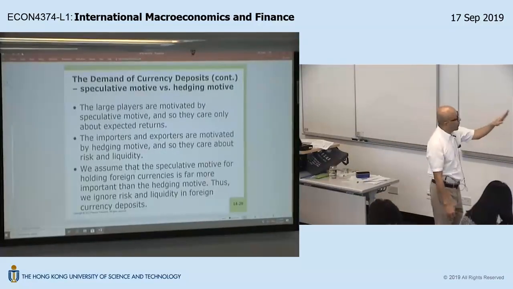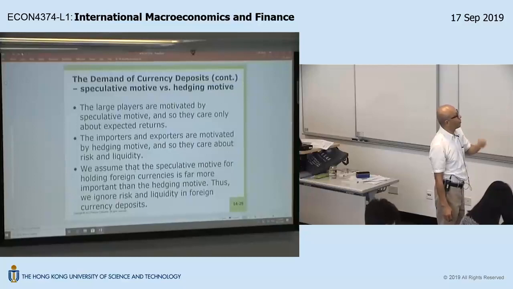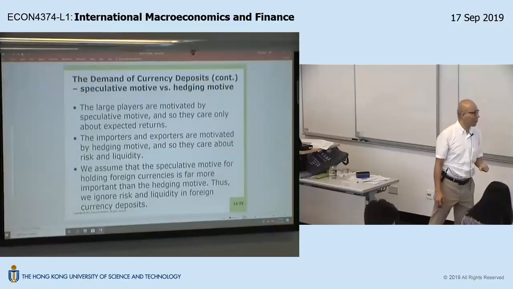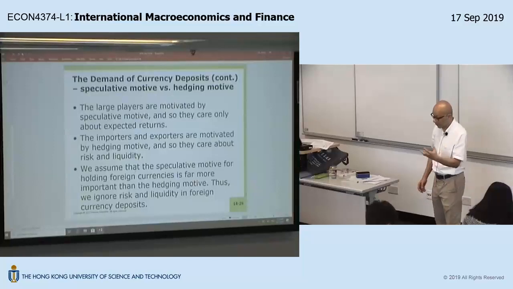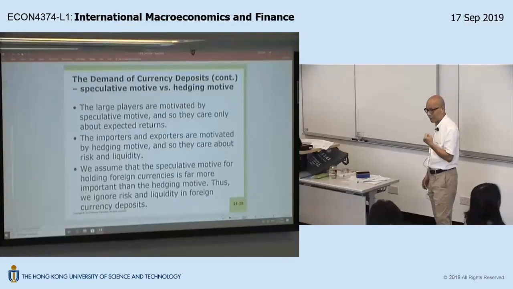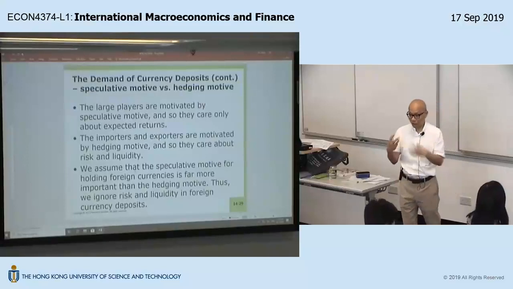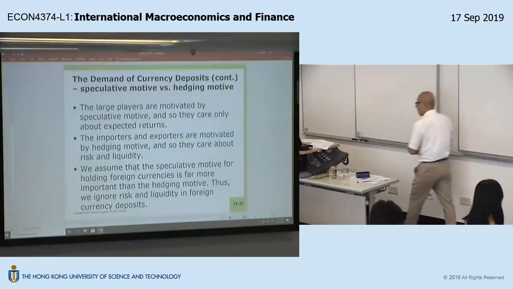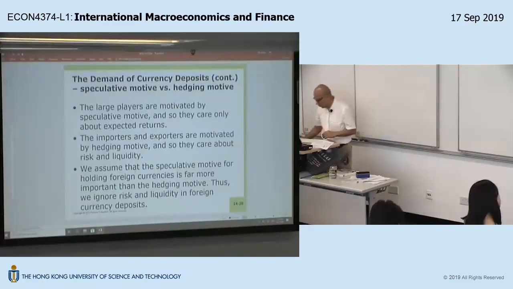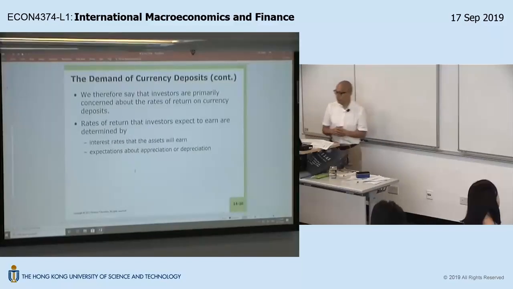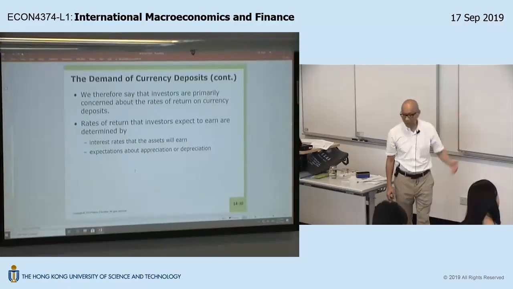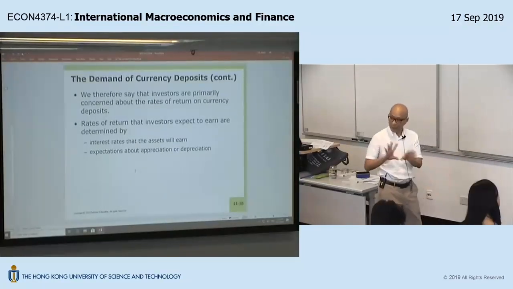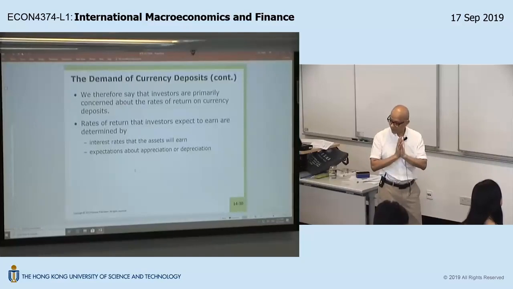But we assume that the speculative motive for holding foreign currency is far more important than the hedging motive. Thus, we ignore risk and liquidity in foreign currency deposits. Does that make sense? These large players are really dominating the foreign exchange market. So we therefore say that investors are primarily concerned about the rates of return. So we basically ignore the risk part.